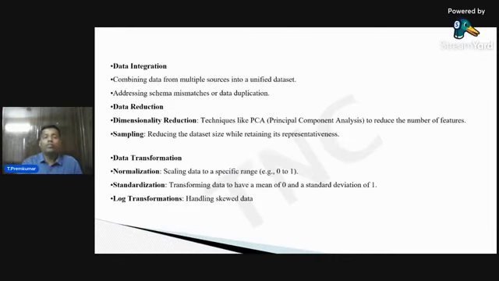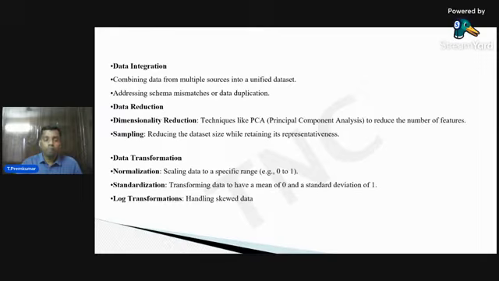And also data integration, that is, when you are combining the data after the collection process, combining data from multiple sources into a unified dataset. We have to make it an individual dataset, so schema mismatches and data duplications can be avoided. And the next one is data reduction. We find out if any data is duplicated, and it is removed using data reduction techniques.